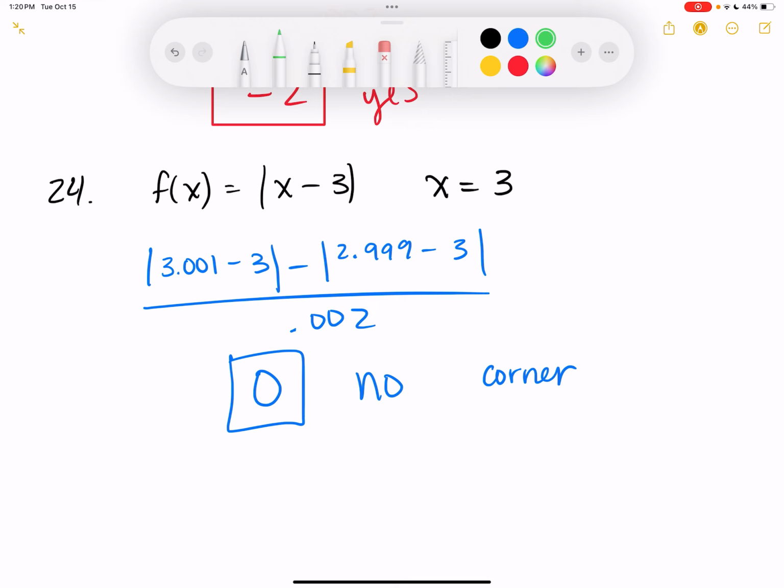All right, your problems are 1, 5, 7, 11, 13, 17, and 23.